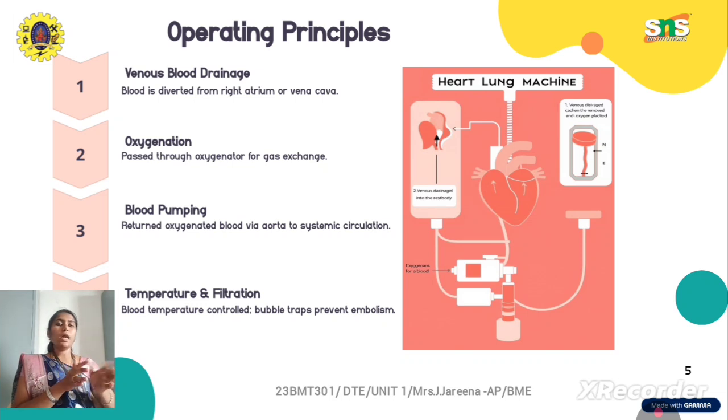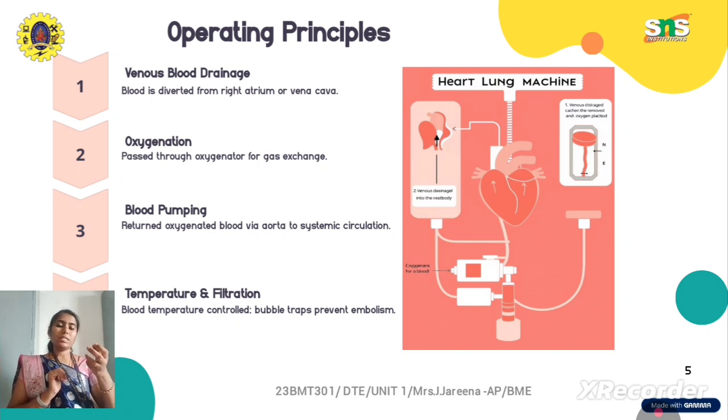So in this diffusion process, because of the pressure gradient or the concentration gradient, the blood gets oxygenated and CO2 moves out of the blood. So the whole process is called what? Oxygenation, that is a gas exchange process.